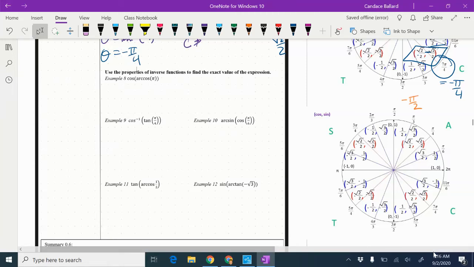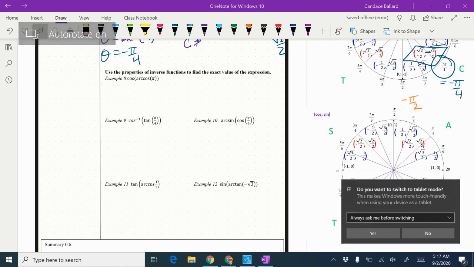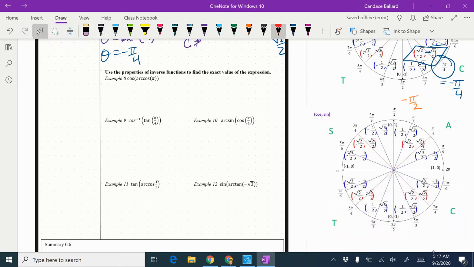In this last part of the video, we're going to talk about examples 8 to 12. So the first thing we remember at the very beginning of the lesson is that if we have cosine and arc cosine together, those cancel each other out. So the value of this first one is just pi. Unfortunately, we do not have that relationship on the rest of them.